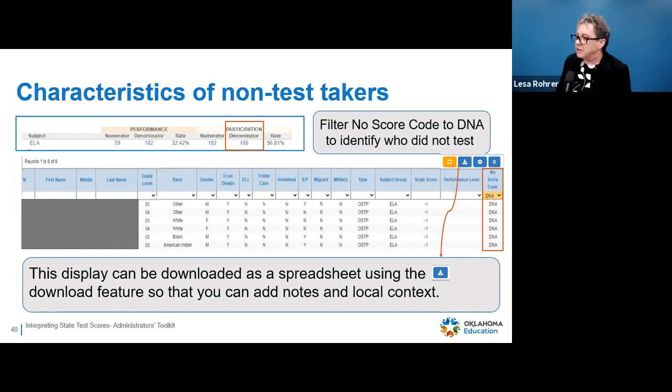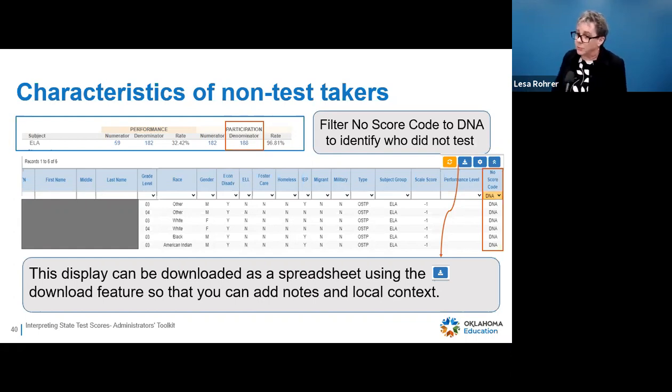Again, the characteristics of the non-test takers, because it's just as important for us to understand who didn't test. I can get to this information fairly easily by going to the no score code. Again, the no score code, I might need to scroll over because it's at the very last column. I can filter for DNA, that is did not assess, and I'll be able to get the names of all of my students that I don't have test scores for. And then I'll be able to think about those students and what other information that I have.